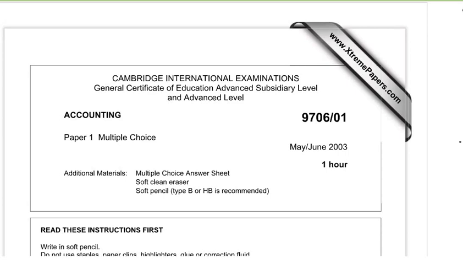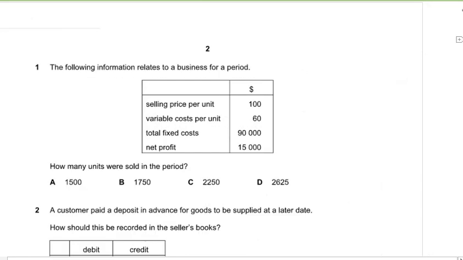Right, so without wasting much of our time, let's look at the questions that are contained in the paper. So we look at question number 1. The following information relates to a business for a period. Selling price per unit, we have 100. Variable cost per unit, 60. Total fixed cost, 90,000. Net profit, 15,000. How many units were sold in the period?